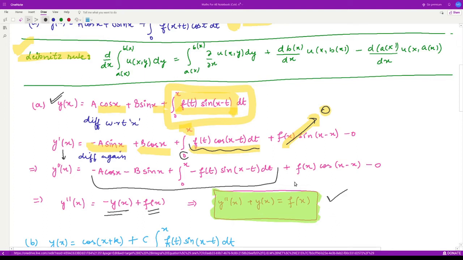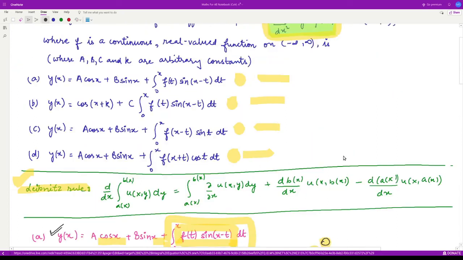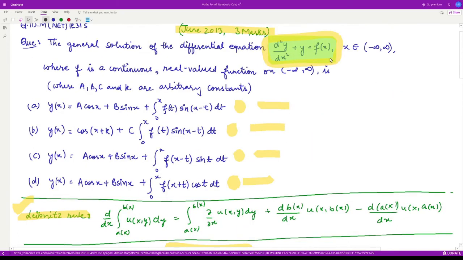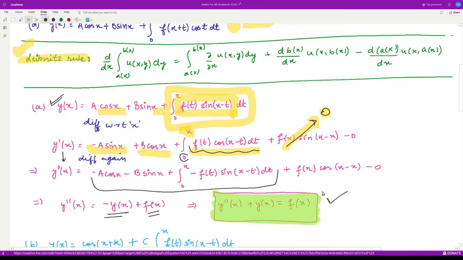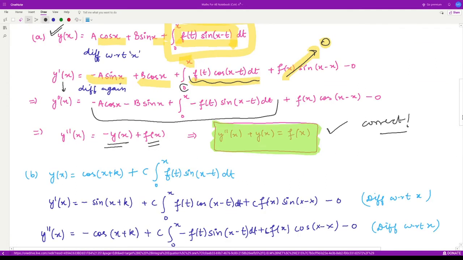And let's look at our differential equation here. So this was the differential equation. It exactly matches the one given in the question. Therefore, this option is correct. So now as this was a single correct option, we are done. But for the sake of completeness, let us look at the other options also.